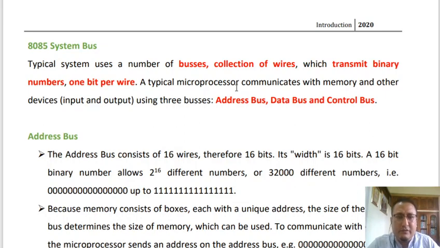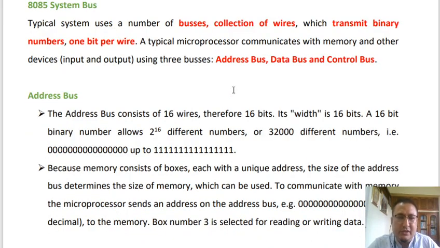Now let us come to the first bus, called the address bus. The address bus consists of 16 wires, therefore it's 16 bits, because across 16 wires we can communicate 16 bits. So its width is 16 bits. A 16-bit binary number can be communicated through these 16 wires. The possible combinations are 2 to the power 16, starting from 0 to 2 to the power 16 minus 1, because an address location cannot be negative.